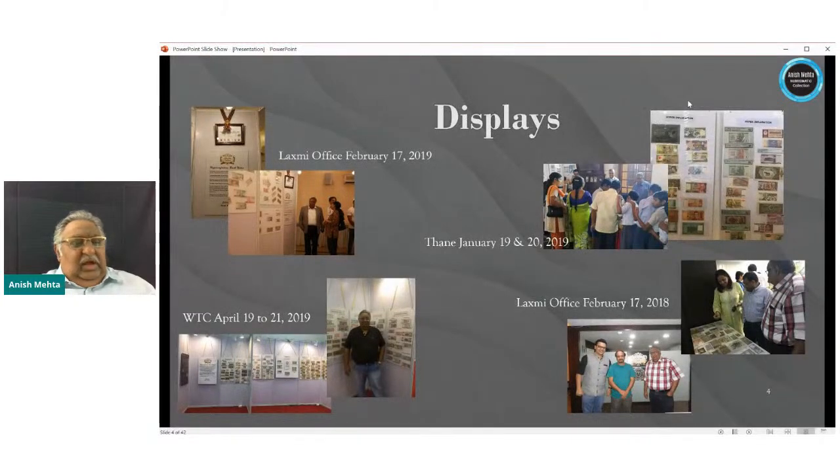During this process, I have had a lot of displays or presentations in different exhibitions. Some of them you could see here. It's basically to ensure that non-collectors or different theme collectors could see these themes, get some information from this, and also gain certain knowledge. That is the main interest for doing these exhibitions.